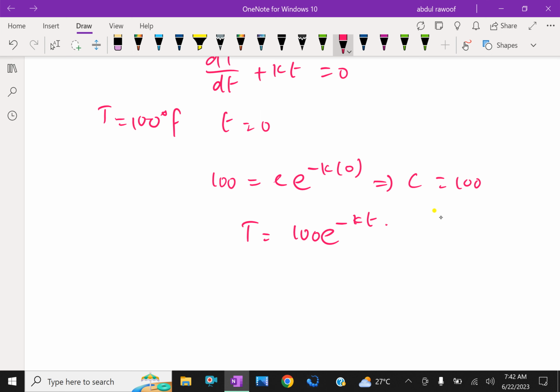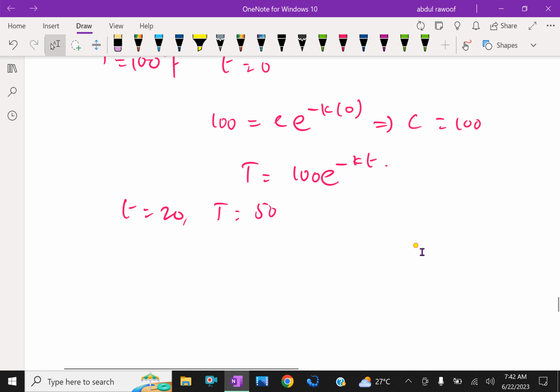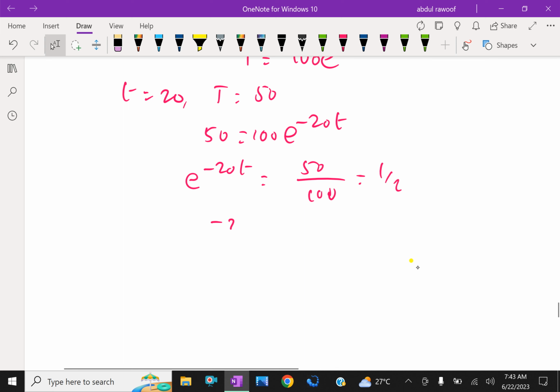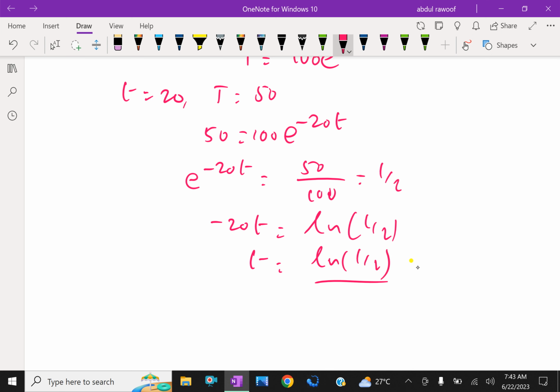Therefore, at t equals 20, T equals 50 degree Fahrenheit, then you can find the value of K here. Therefore, 50 equals 100 e to the power minus 20k. From this, we can get the K value. e to the power minus 20k equals 50 by 100, which is equal to half. Therefore, taking ln on both sides, it gives minus 20k equals ln half, k equals ln half over minus 20.